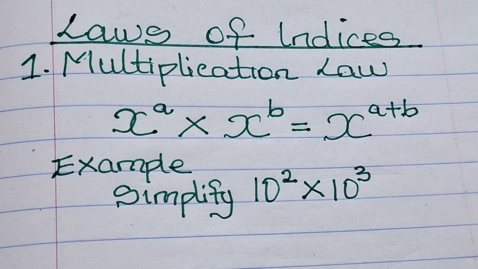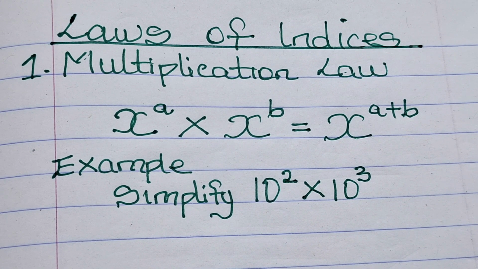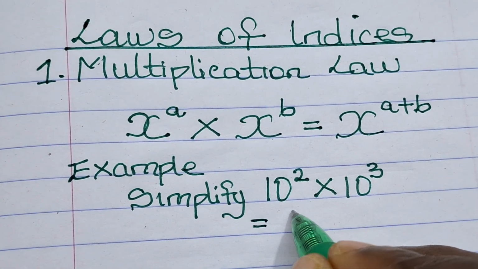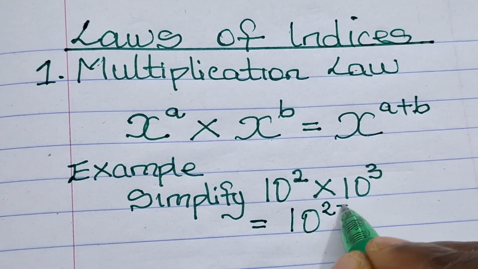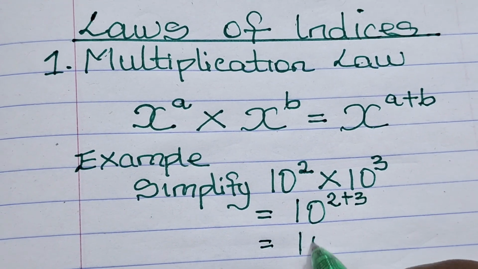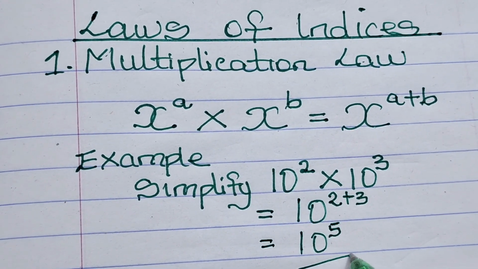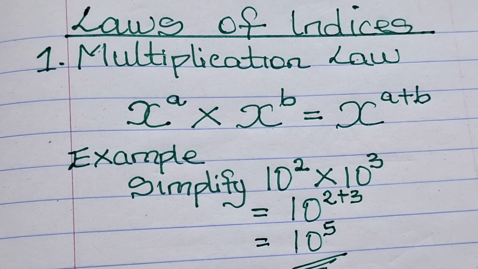Now let's look at this example. It says simplify 10 raised to the power of 2 times 10 raised to the power of 3. You know that 10 and 10 are the same. The bases are the same. So all you need to do is choose one of the bases and add their powers. 2 plus 3. And this gives you 10 raised to the power of 5. And you're done. First law of indices.